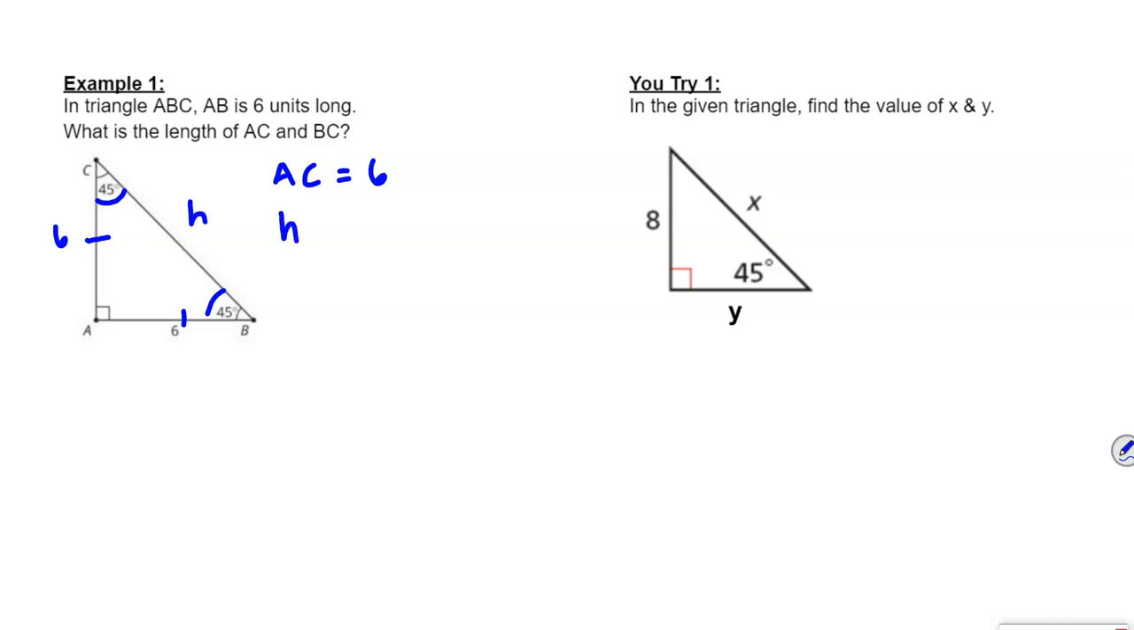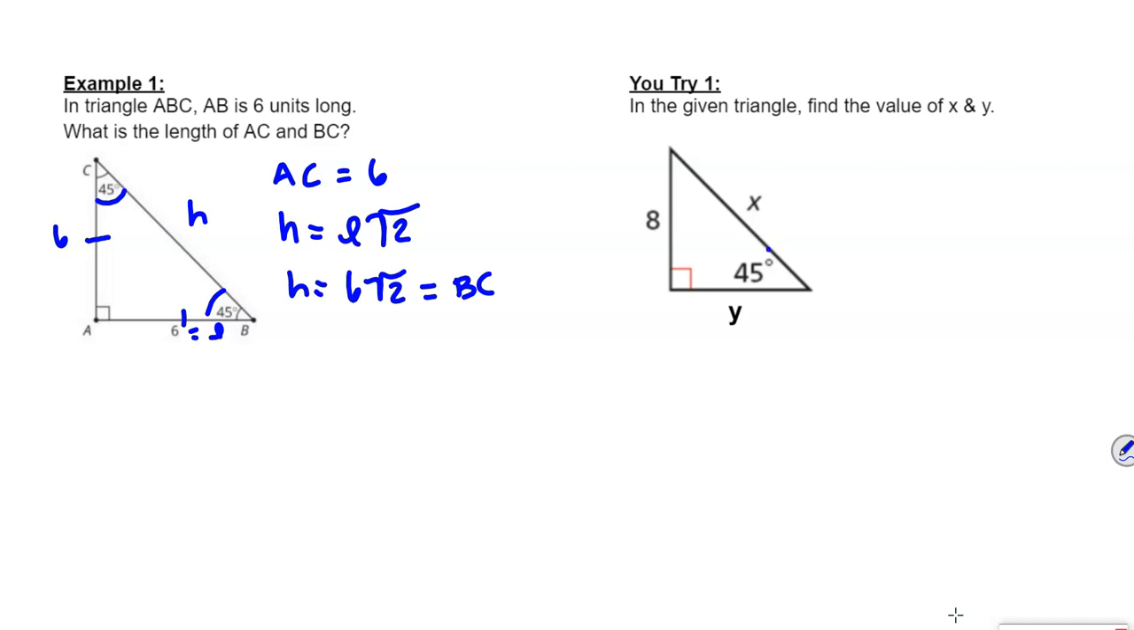So our formula is hypotenuse is equal to the leg times the square root of 2. Okay, so this is our leg, right? So that means that the hypotenuse is equal to 6 times the square root of 2. And that is equal to our BC. Okay? All right, go ahead and do this. You try and come back to me when you're done.